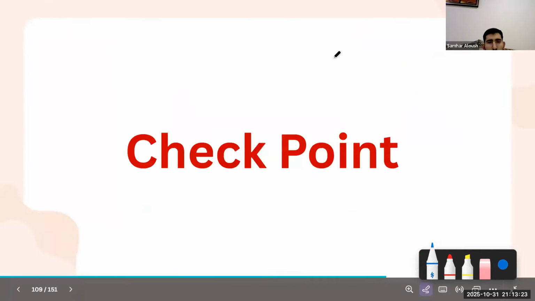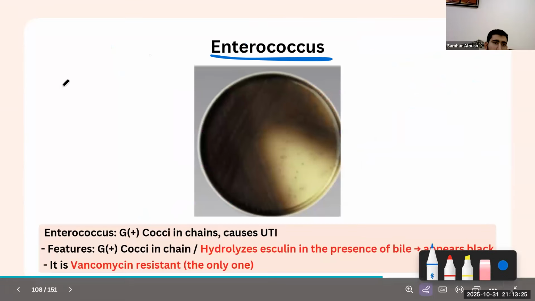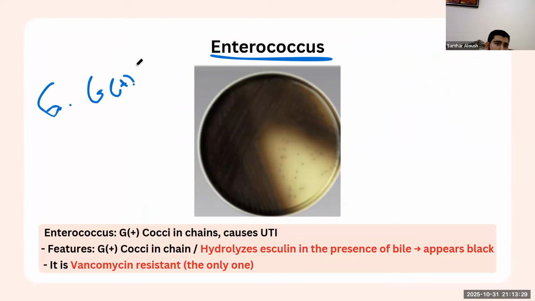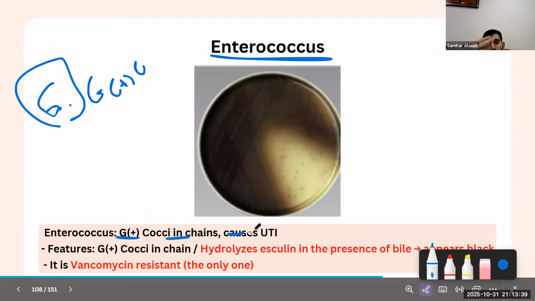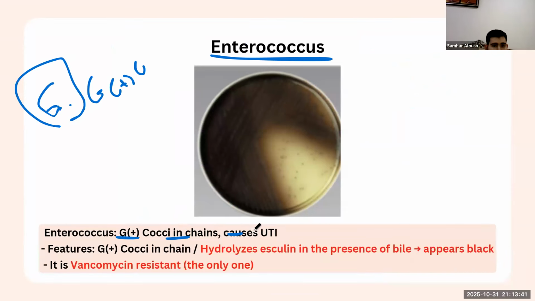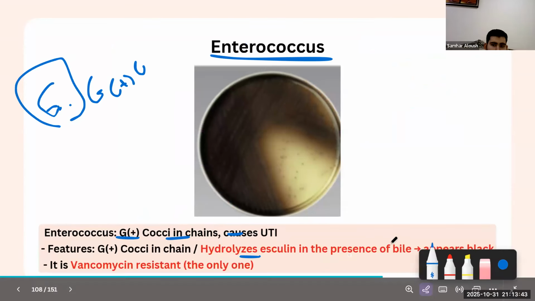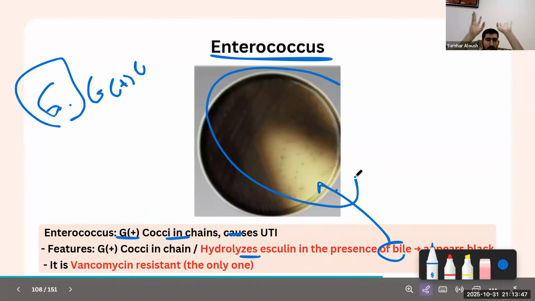Lastly, we have Enterococcus. Enterococcus is gram-positive cocci in chain. So it's like streptococcus, but it's not streptococcus. It's a special feature. It's enterococcus. It's a gram-positive cocci in chain. The only two things I want you to know about enterococcus, that it hydrolyzes esculin in bile. What does that mean? That it looks like this. Just memorize this picture. It hydrolyzes esculin in the presence of bile.